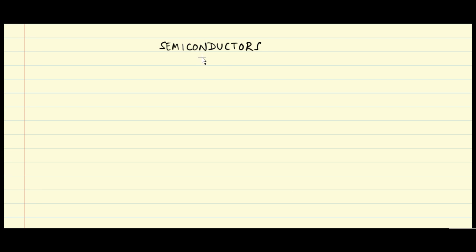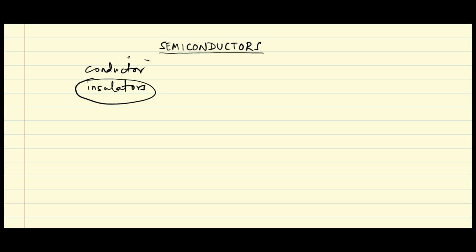This chapter is called semiconductors, and as the name suggests, a semiconductor is a class of materials which lies somewhere between a conductor and an insulator in terms of its electrical conduction properties. As you all know, insulators are very poor conductors of electricity. Conductors do conduct electricity to a large extent, as the name suggests. Semiconductors would lie somewhere in between.